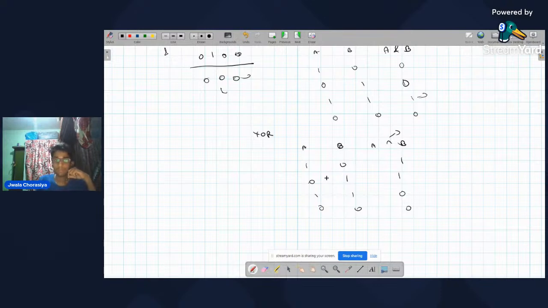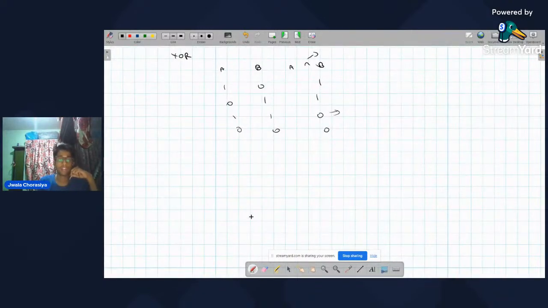So when I do XOR with the same number, it will return 0. In the other case, it will return that number itself. So it's very useful in toggling bits. How to toggle a bit? What is toggling? Toggle means 0 to 1, 1 to 0.